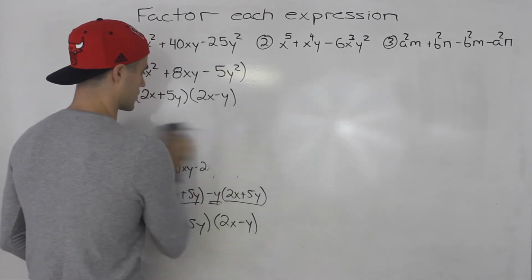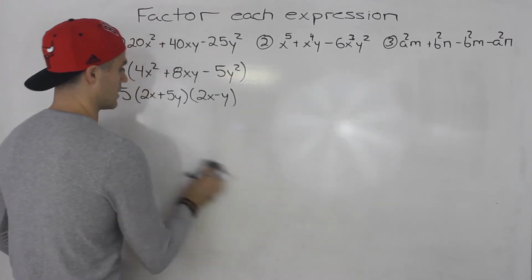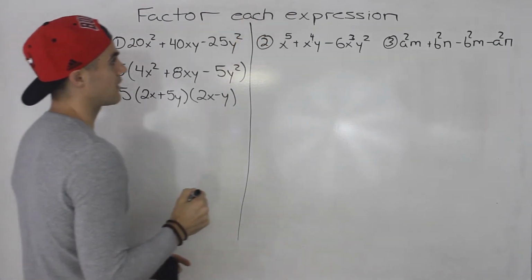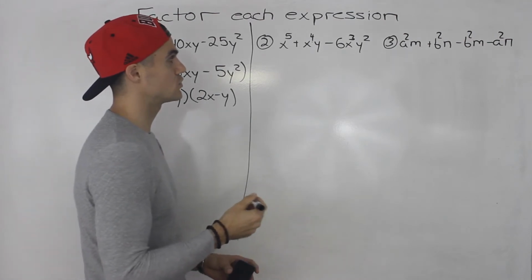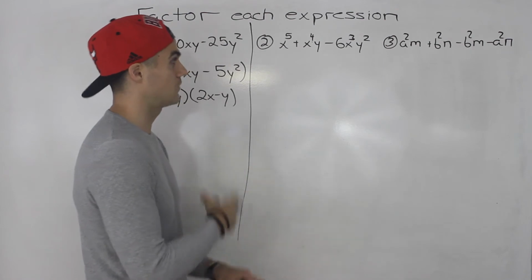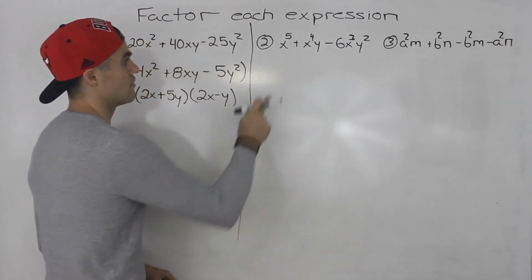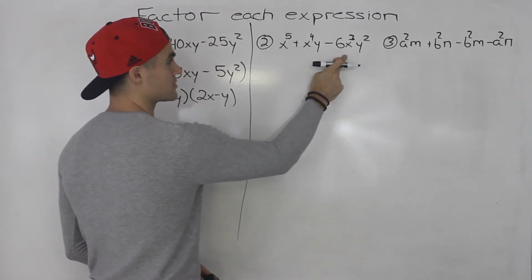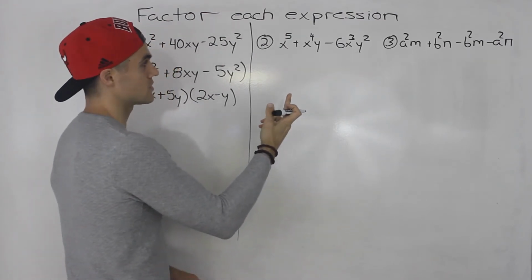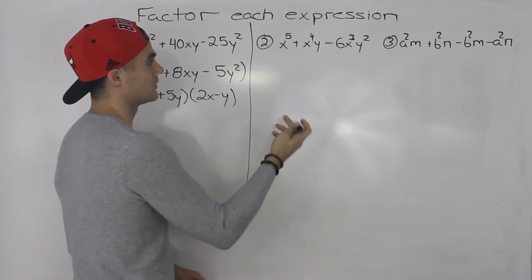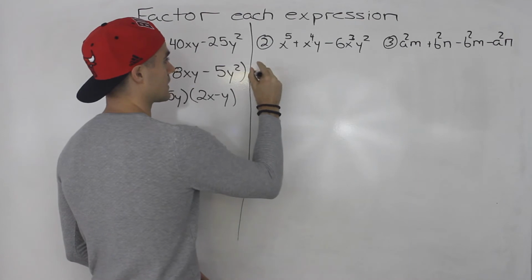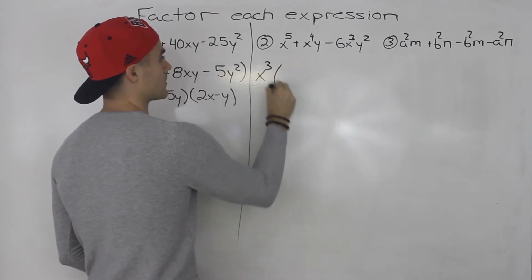Okay, what about number 2? We got x to the power of 5 plus x to the power of 4y minus 6x cubed y squared. So first thing you check, can you take anything out? And notice that in all of the expressions here, there is an x variable. So we take out the one with the lowest exponent. So notice an exponent of 5, 4, and 3. Lowest one is x to the power of 3.